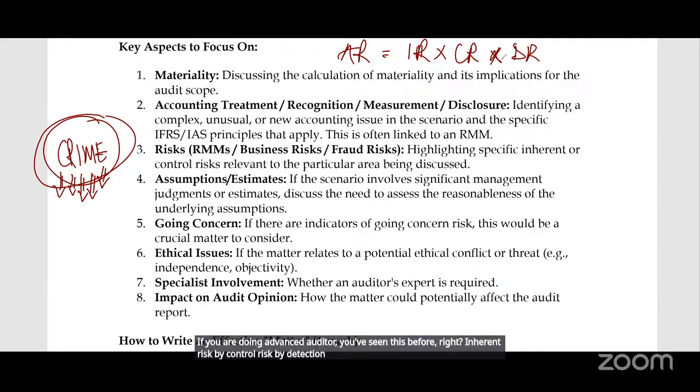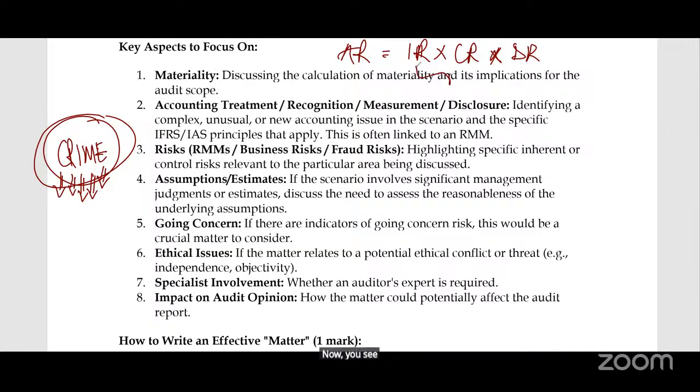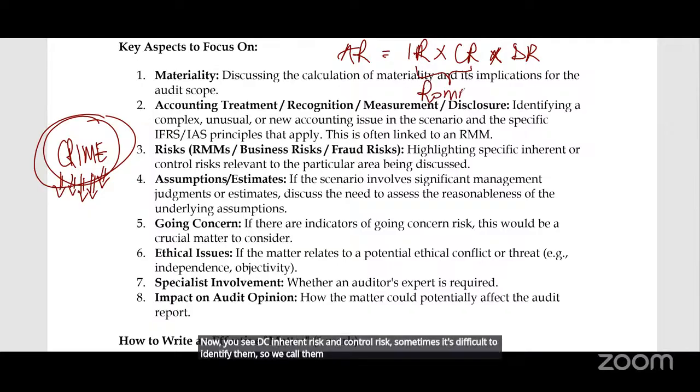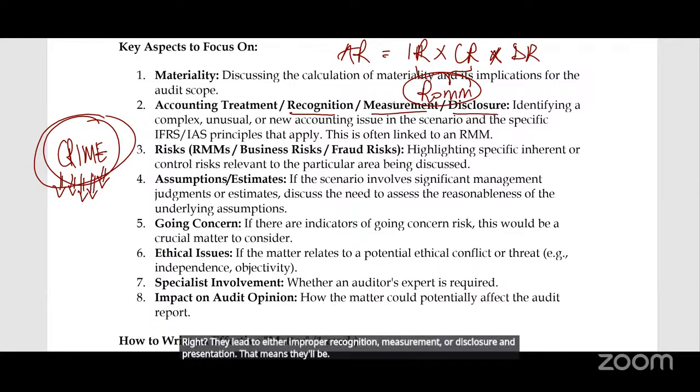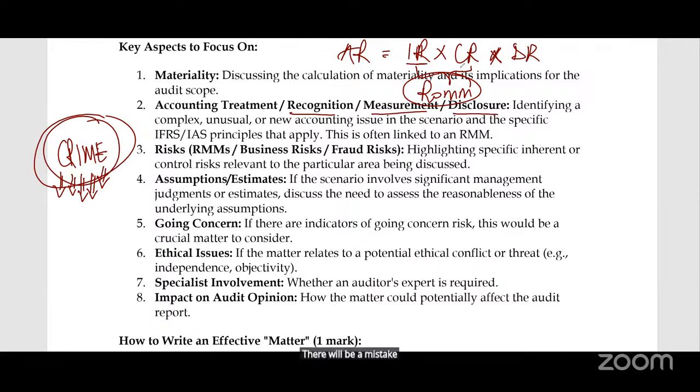You've seen that. Now, you see these inherent risk and control risk, sometimes it's difficult to identify them. So we call them risk of material misstatement, right? They lead to either improper recognition, measurement, or disclosure and presentation. That means there'll be a mistake because of this inherent and control risk.